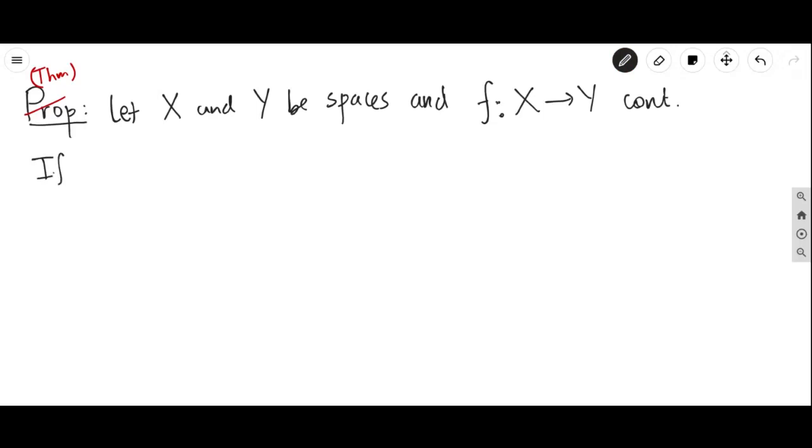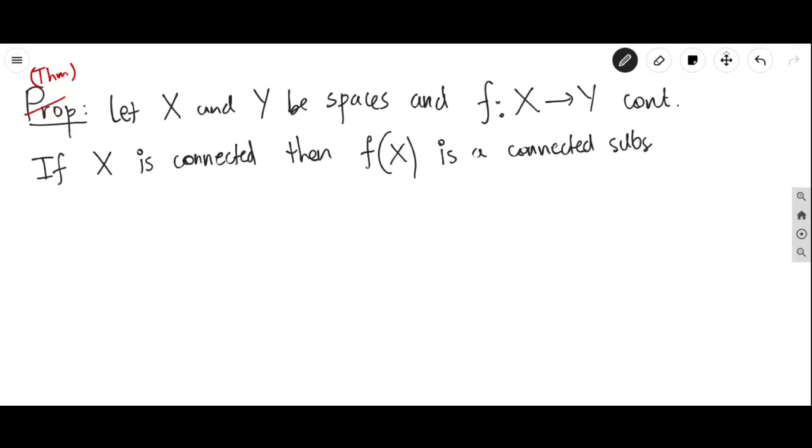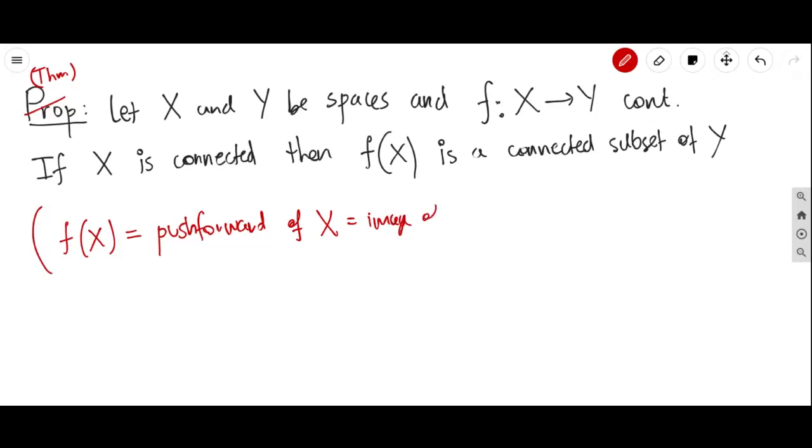So if X is a connected space, then F of X is a connected subspace or subset of Y. So this is the push forward. F of X is the push forward of X. You also call this the image of X. And by definition, this is just F applied to every point in your set. So it's F of x where x is in the set X. That's what we call the push forward. So that's a connected subset of Y.